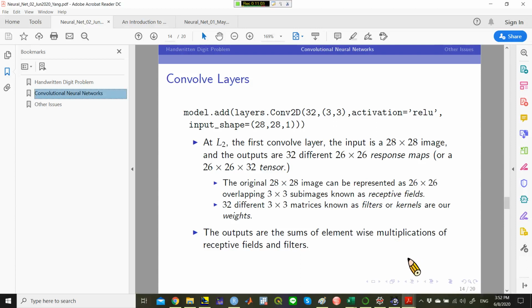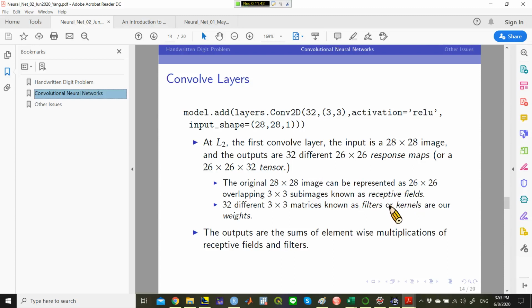So there are some jargons you may like to know. First of all, this little square is known as the response map, or somebody likes to call it tensor. Some one-dimensional thing is known as a vector. Some two-dimensional thing we know as matrix. If we have more than 3 dimensions, then it may be known as the tensors.